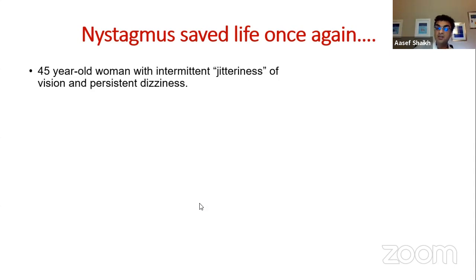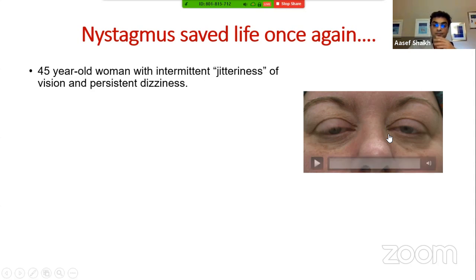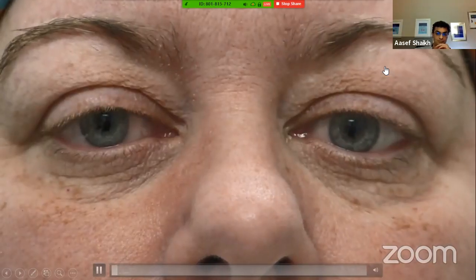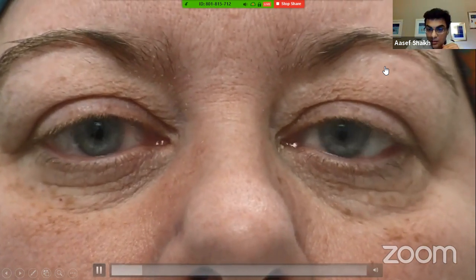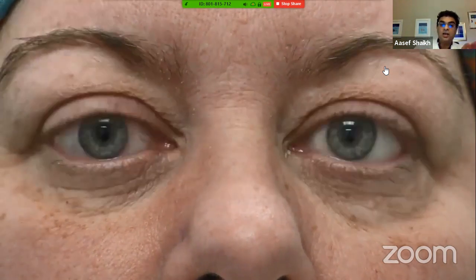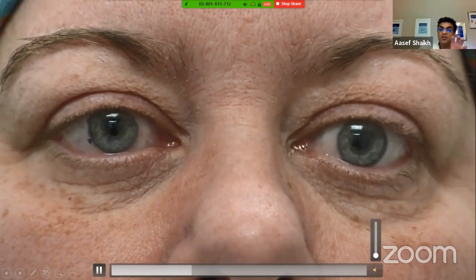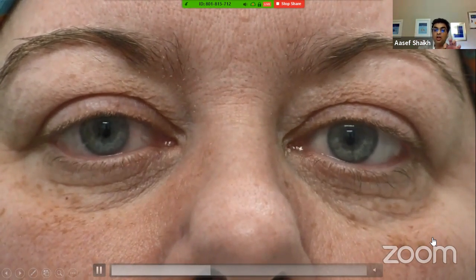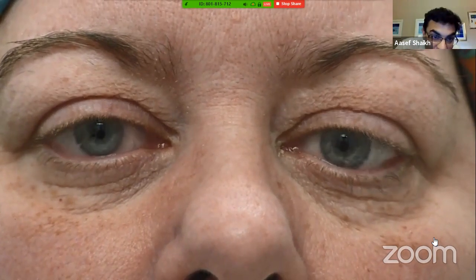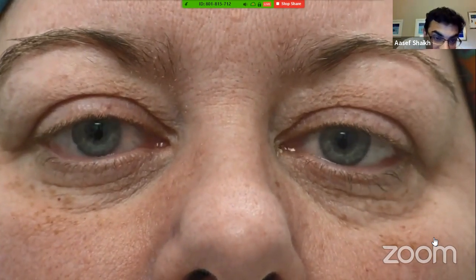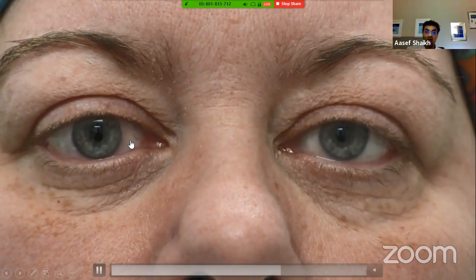So nystagmus once again saved somebody's life. There was a 45-year-old woman who came with intermittent jitteriness of vision and persistent dizziness. And when we look at her eyes, eyes wide open, what you're seeing here is she had jittery movements, but on top of that, she has little torsional nystagmus. And you can see that here. You look at the blood vessels here, you can see them kind of moving like that. And that tells you the direction of torsional nystagmus very well.